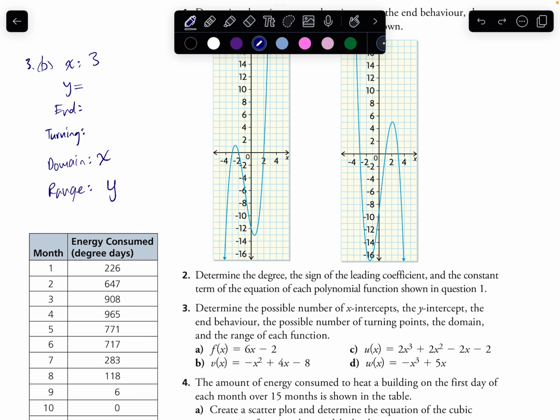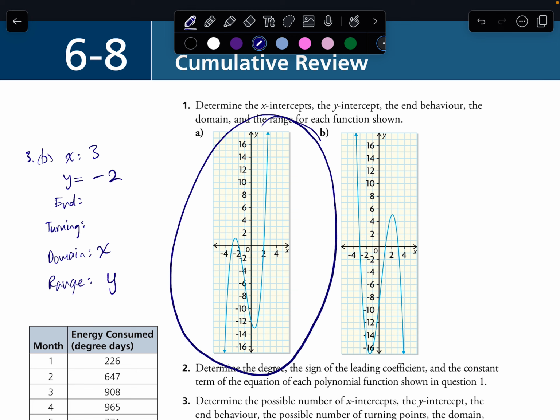Okay, so that's 3. What is our y-intercept? That's always going to be the constant term, so negative 2. End behavior, it is a positive cubic, so it actually looks something like this.